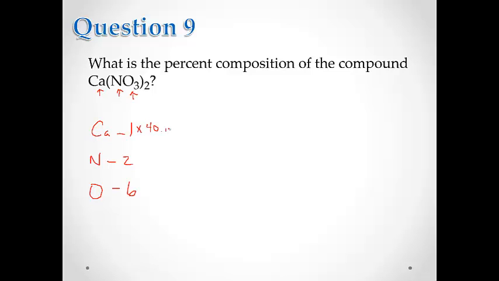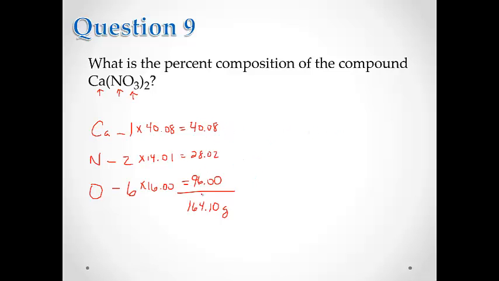So 40.08 for calcium. So that works out to 40.08. Nitrogen is 14.01, so that would be 28.02. And the oxygen is times 16, a little bigger number there, it's going to be 96. Add all of those up, and we get a grand total of 164.10 grams.